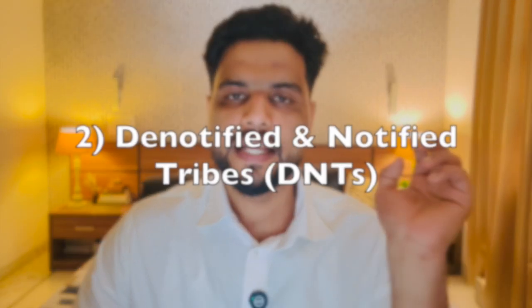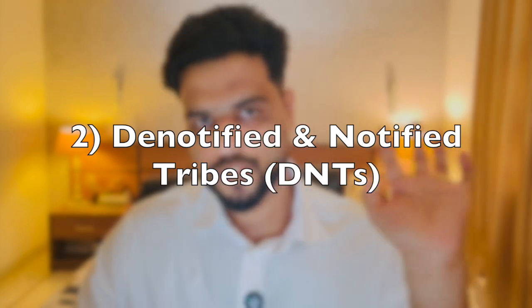That's about it. And now let's quickly shift our focus to the next news item, and that is denotified and nomadic tribes. Okay. You know, there were certain communities in India during British rule which were branded as criminal communities. So the Britishers branded them as criminal tribes, which means that if any child takes birth in that community, the Britishers would consider that child also criminal because he took birth in that community.